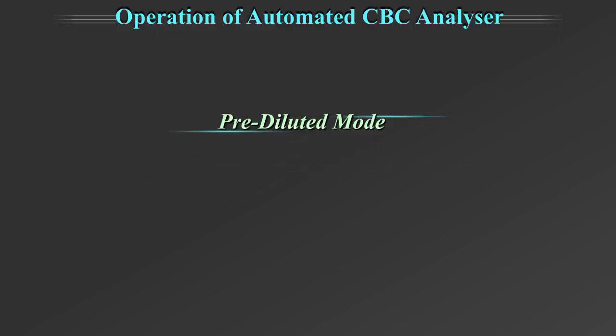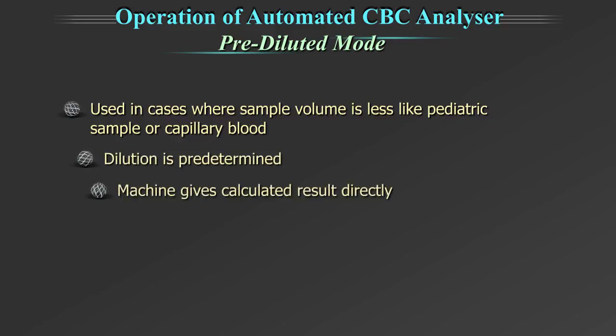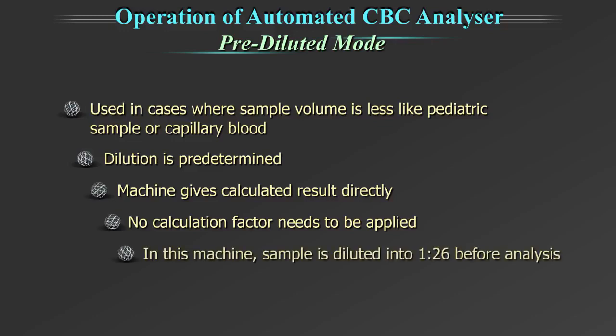Pre-diluted mode. It is used in cases where the sample volume is less, like pediatric samples or capillary blood samples. The dilution is predetermined and the machine gives the calculated result directly. No calculation factor needs to be applied. In the pre-diluted mode in this machine, the sample is diluted 1:26 before analysis.